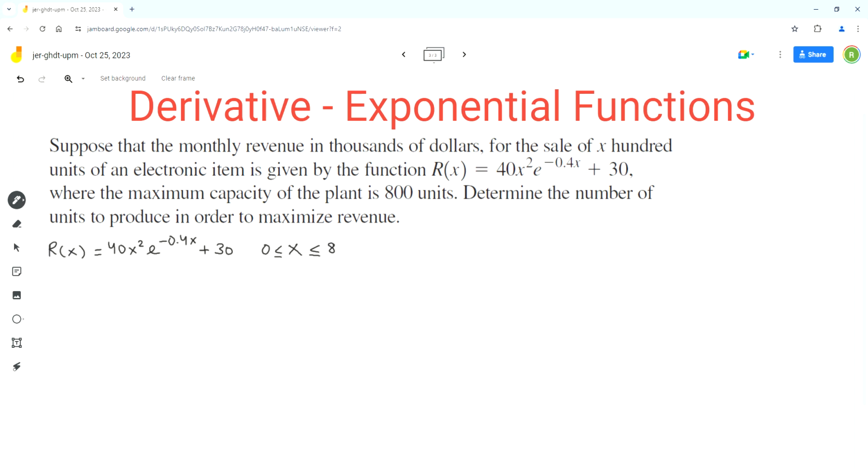Now we have to find the x value that gives us the maximum value for revenue in this domain. So the first step is to find the derivative of this revenue function and then set the derivative equal to 0 to find the x values at which the tangent is horizontal. Because for maximum revenue, we have to find the x values in this domain where the graph forms a peak. So let's start by finding the derivative of this revenue function.